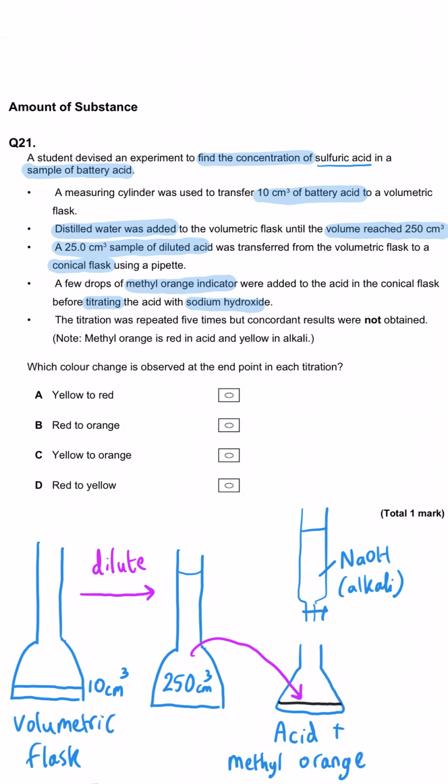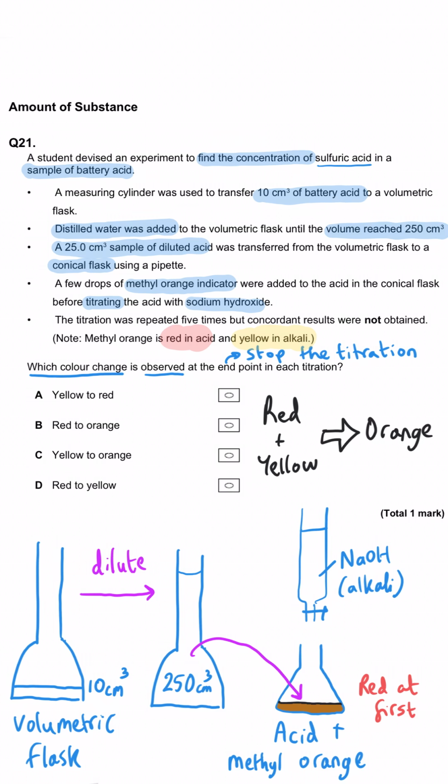It's repeated 5 times. The results obtained were not concordant. The question is about the colour change at the end point of the titration, so that's when you stop. Well, we're told that methyl orange is red in acid, and that's in our conical flask, the battery acid. We add sodium hydroxide to it to neutralise that acid, and then we stop. It's yellow in alkali, but if you've got equal amounts of acid and alkali, it will be orange. So the colour change is red to orange, so that is B.